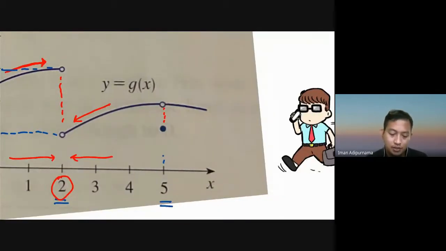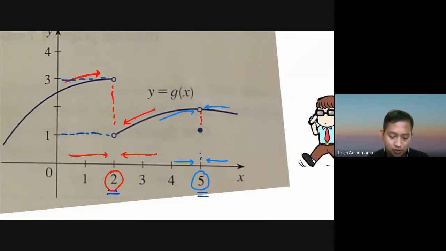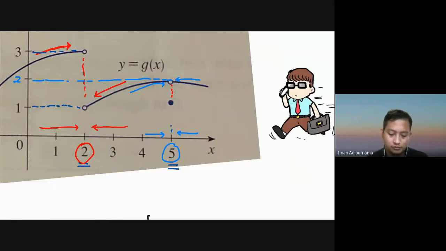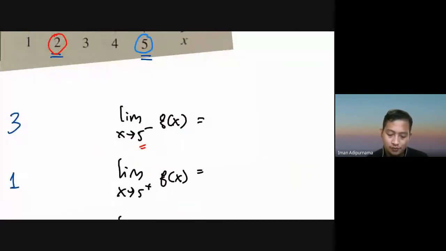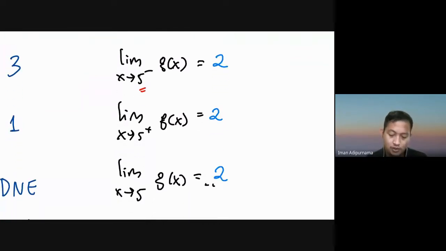And here we can look at, from the left, approaching 5, and from the right, it's getting closer to, let's say this is equal to. From the left, it's 2. From the right, it's also 2. So the limit will be equal to 2.